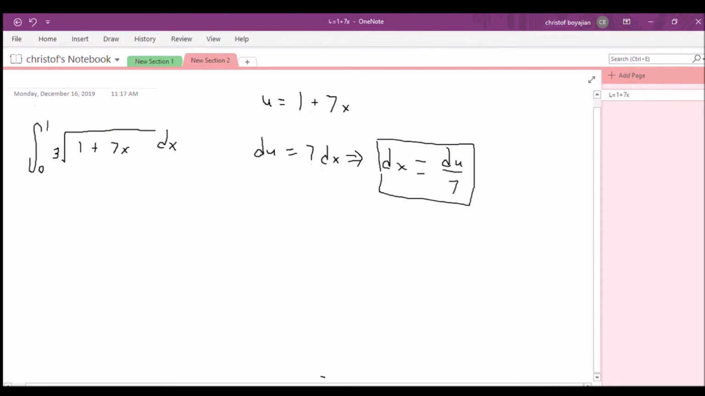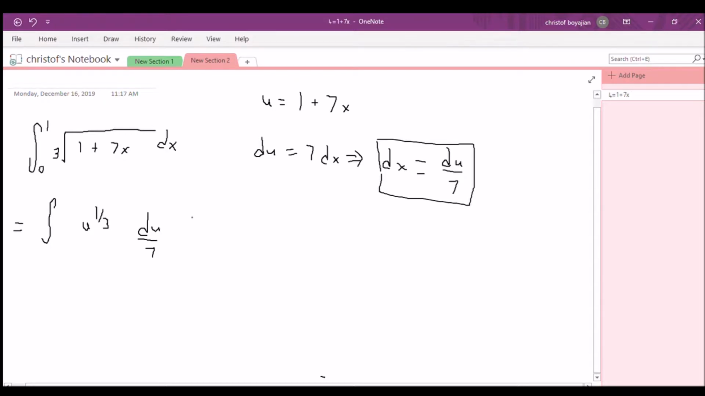All right, so let's change everything in terms of u now. So let's replace 1 plus 7x with u. And the cubed root, I'm going to just say that this is u to the 1/3 power. That's the same thing as writing a cubed root. And dx is equal to du over 7. So du over 7. All right.